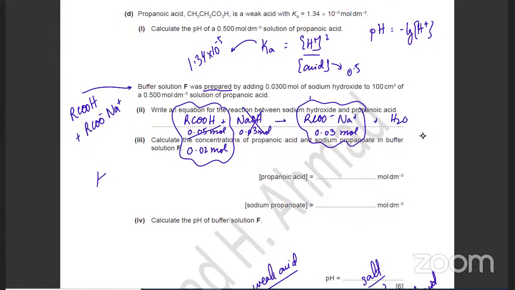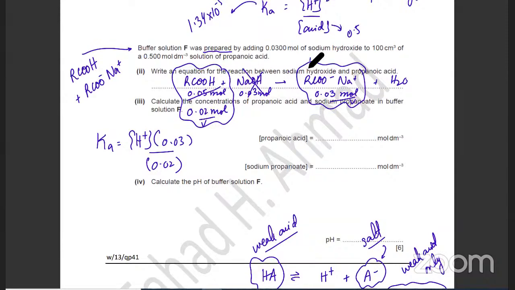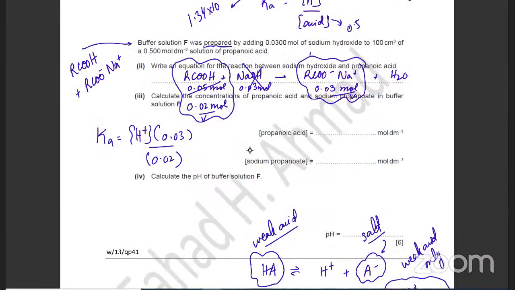So I'll just use the formula of K, which is H plus 1 concentration into the salt concentration, which is 0.03, divided by the acid concentration, which is 0.02. I don't even need to calculate the concentration because for concentration, I would have to divide by volume. Since it's numerator over denominator, the volume part would get cancelled out. The K value, we already have that. That's 1.34 into 10⁻⁵. So you can figure this out. K 3/2. Okay, so H plus 1 would be 2/3 of this. Okay, is that clear?